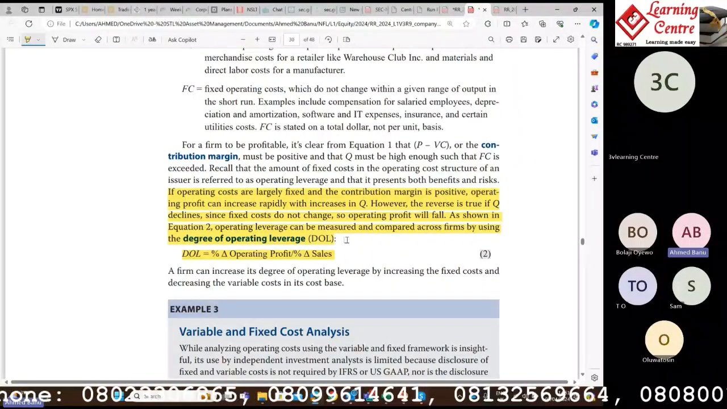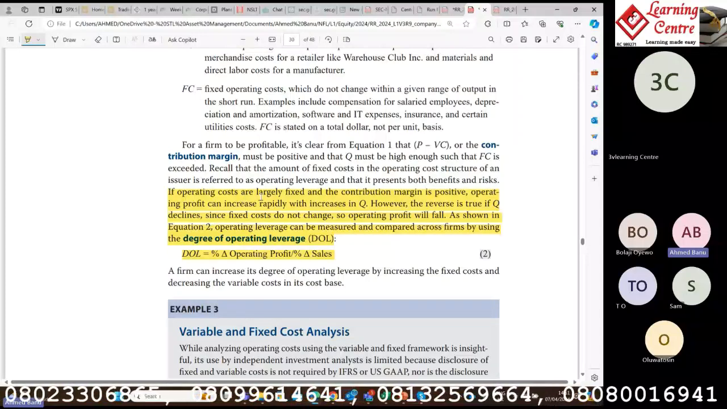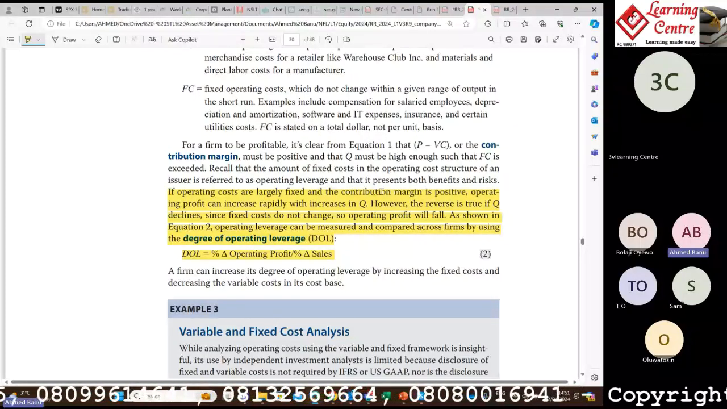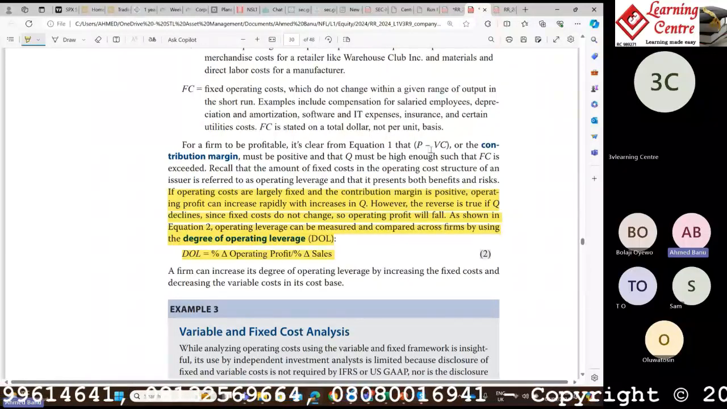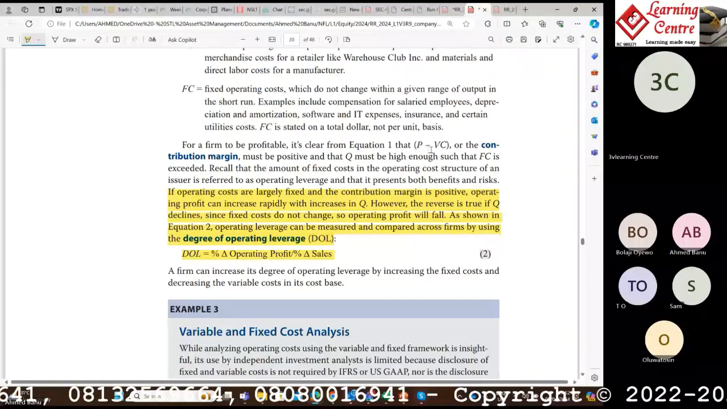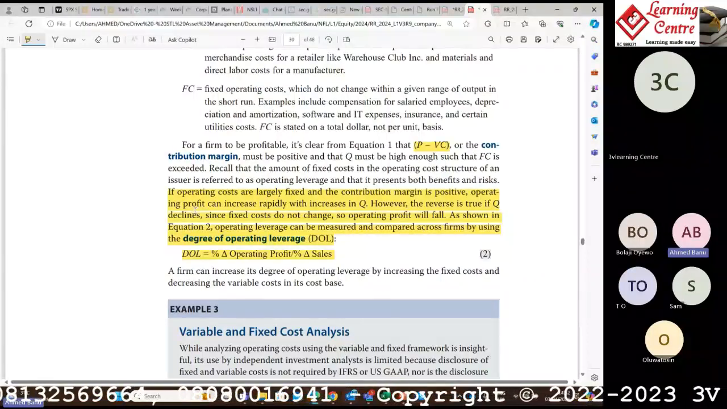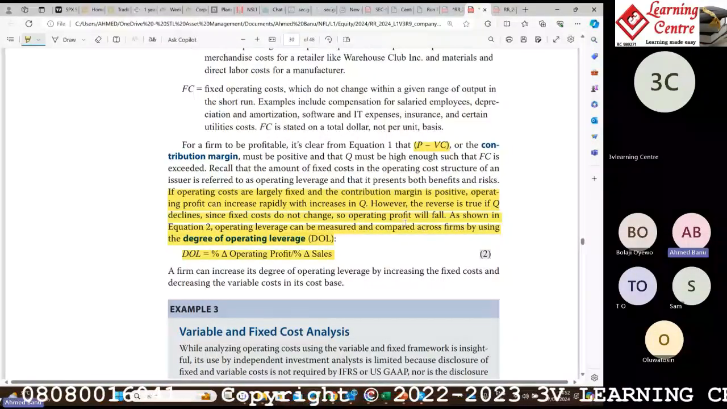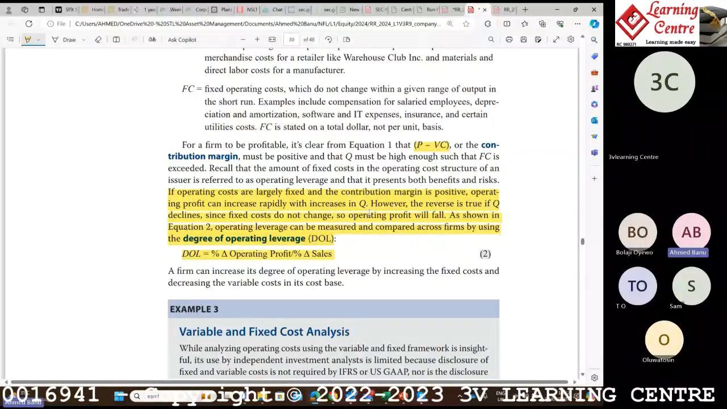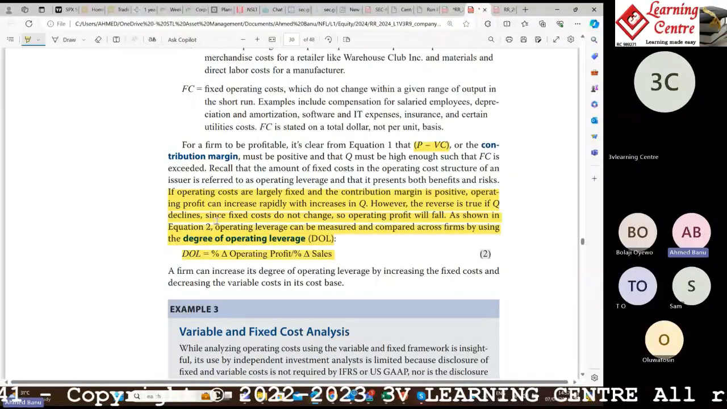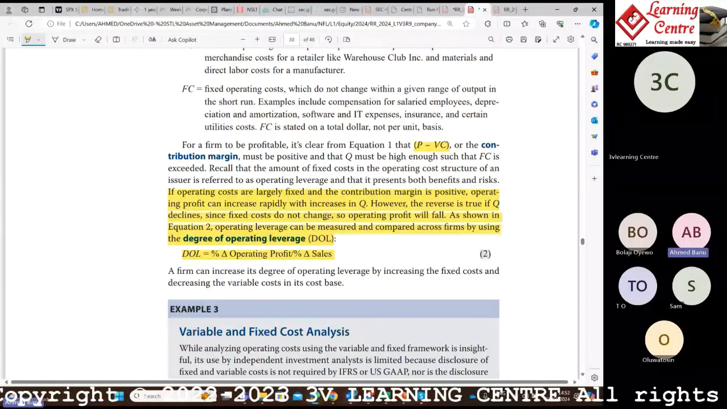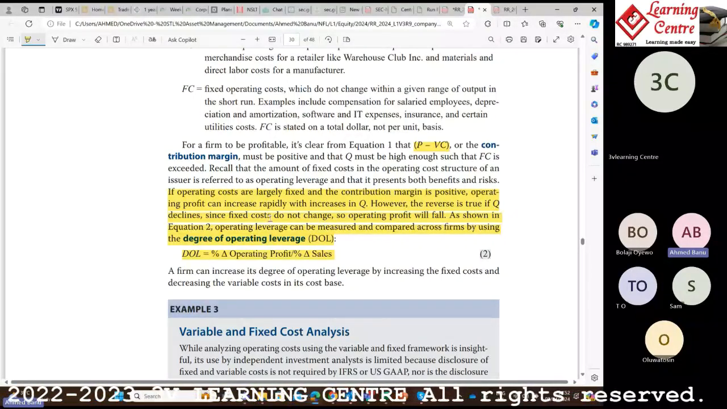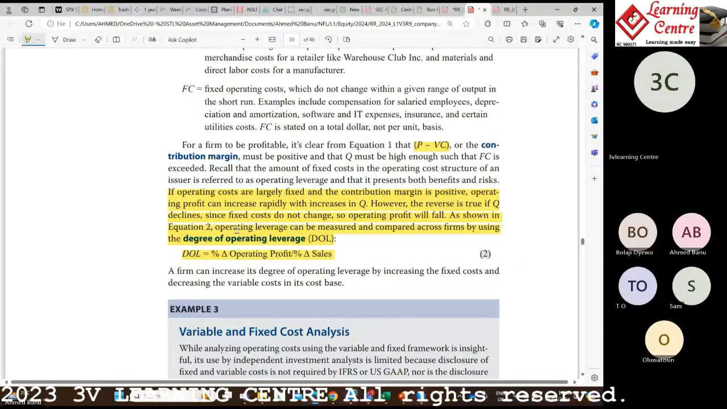Let me just highlight everything here. So if your operating costs are largely fixed costs and the contribution margin is positive, operating profits can increase rapidly with increase in quantity. However, the reverse is true if quantity declines, since fixed costs do not change, so operating profit will fall, as shown in equation 2 below.